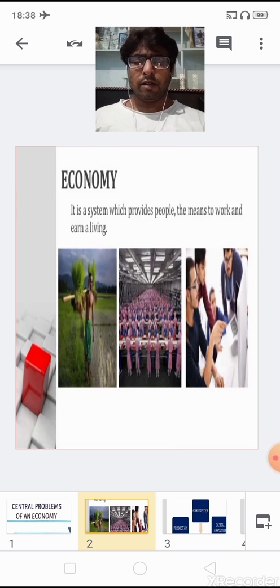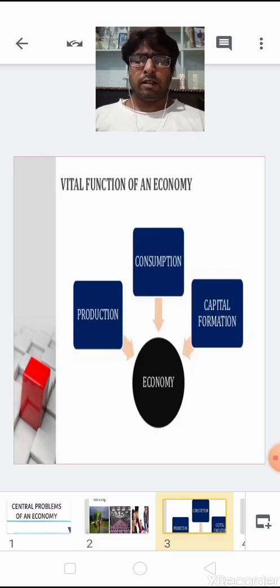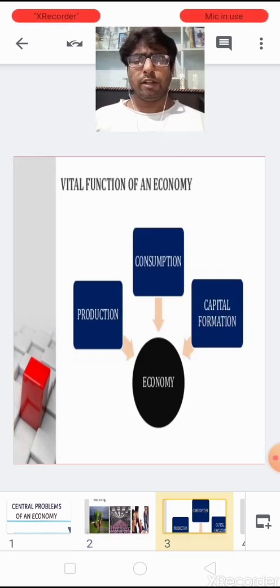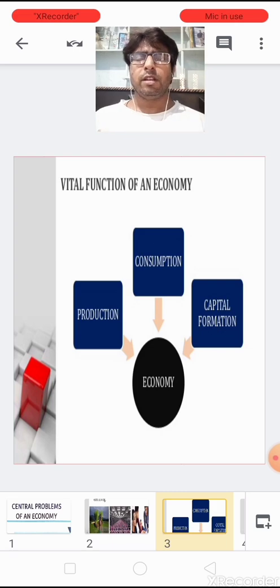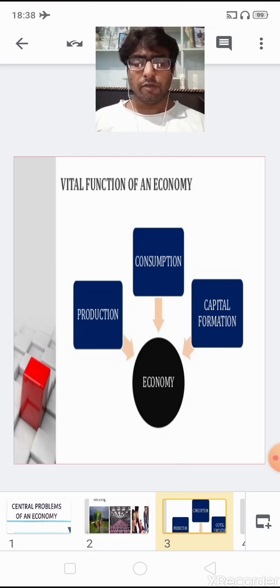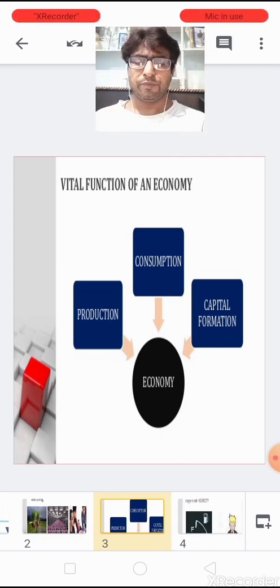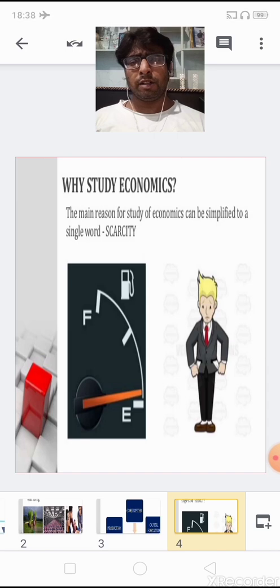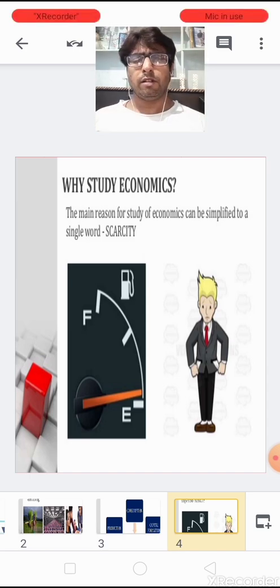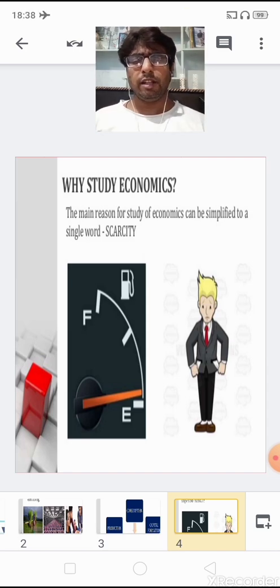Now, the vital functions of an economy, children. The first one is production, consumption, and capital formation, I mean investment. These are the vital functions of an economy. Children, now again one question arises: why do we learn economics? Why do we study economics?